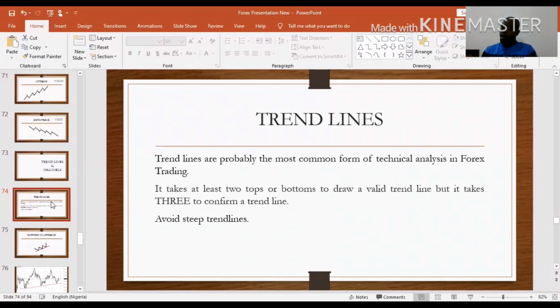I'll also state this point that people should avoid a very steep trend line, because the steeper a trend line is, the less reliable it is, and the more likely it won't hold. The more likely it's going to be broken, and your analysis won't be very reliable. So always go for trend lines that are not too steep, just a bit slant, not very slant. You're going to understand perfectly in my next slide.